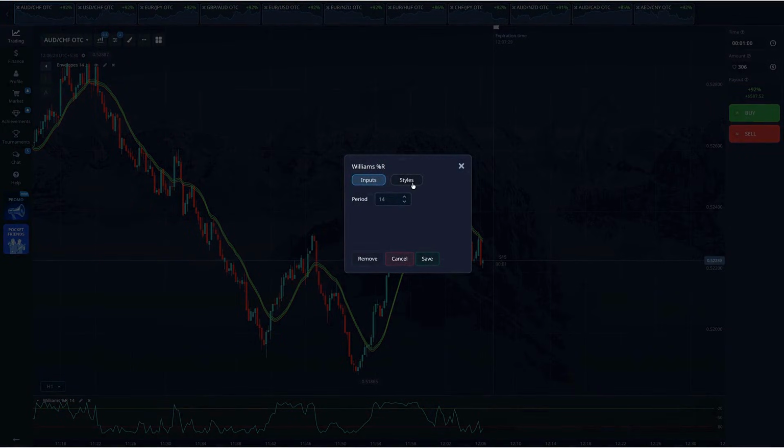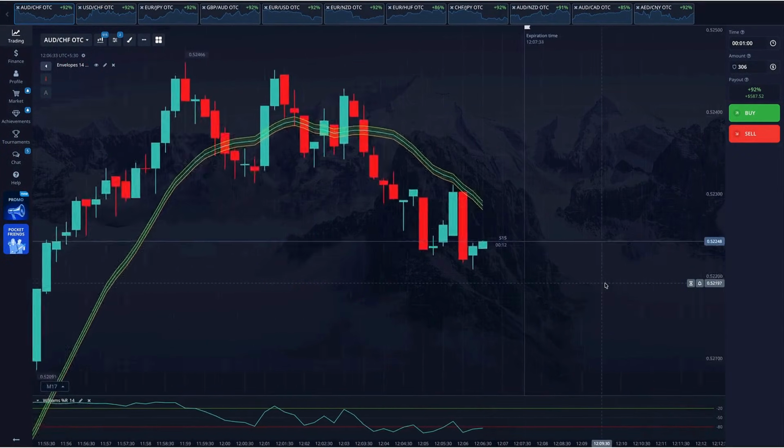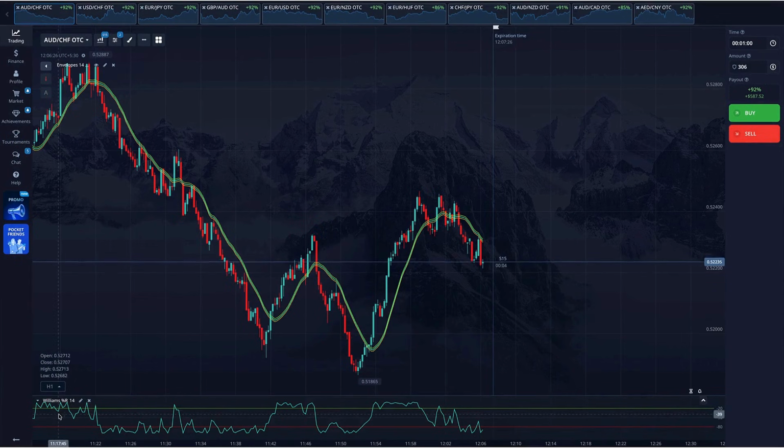Next, add the Williams %R. We are using period 14 with levels -20 and -80. This is our momentum confirmation.